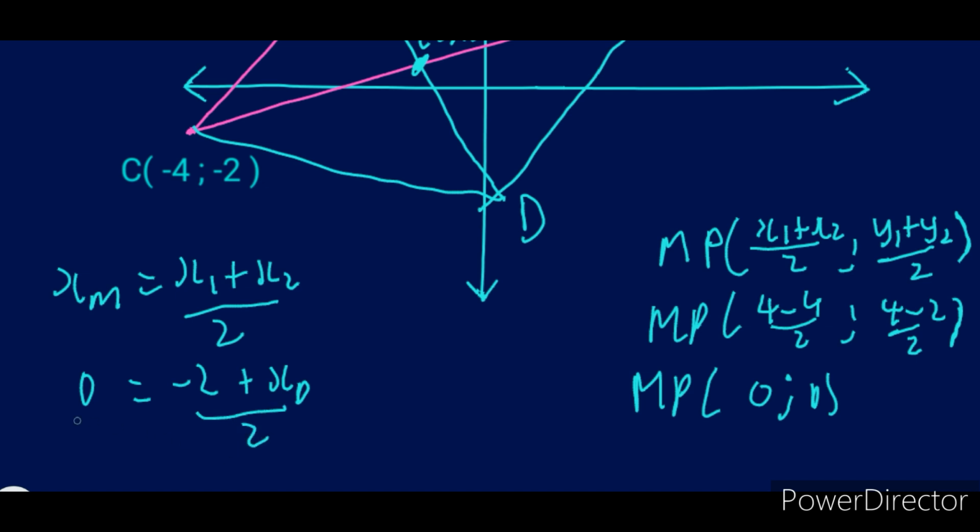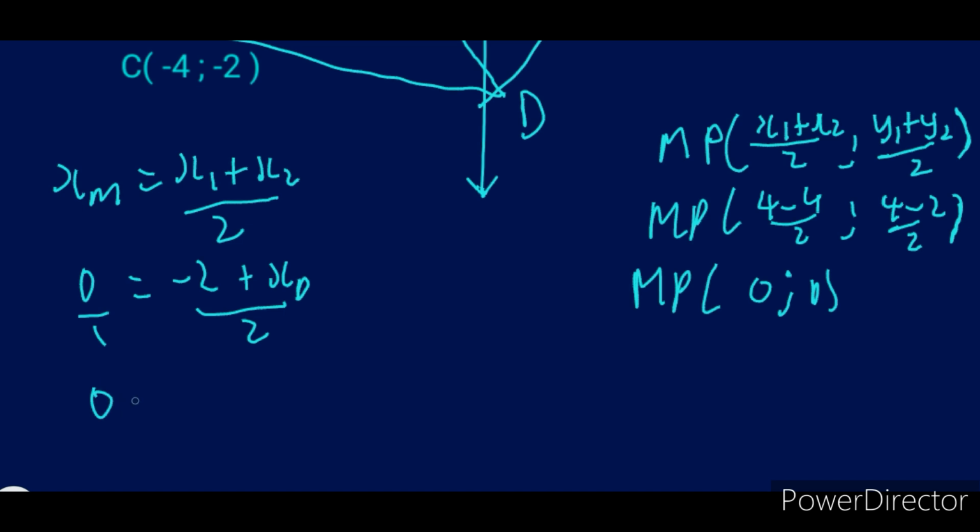Then from here we can simply cross multiply. So when you cross multiply, 0 times 2 is 0, and then on the other side we're going to have -2 plus the x value of D. So when we take this to the other side, we're going to have 2 equals the x value of D. So the x value of D is 2.